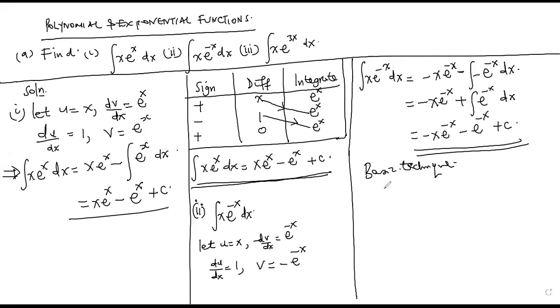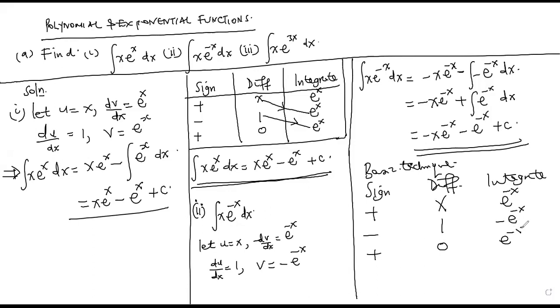You can use the basic technique where you have a sign, you have differentiate, and you have integrate. So the sign will begin with the positive. We put a function which is easily differentiated, that is x, and the one which is easily integrated is e power negative x. You differentiate, you get 1. You integrate, you get negative e to the power negative x. You change the sign to negative, you differentiate, you get 0. When you integrate this, you divide by negative, so it will be positive now. e to the power negative x.